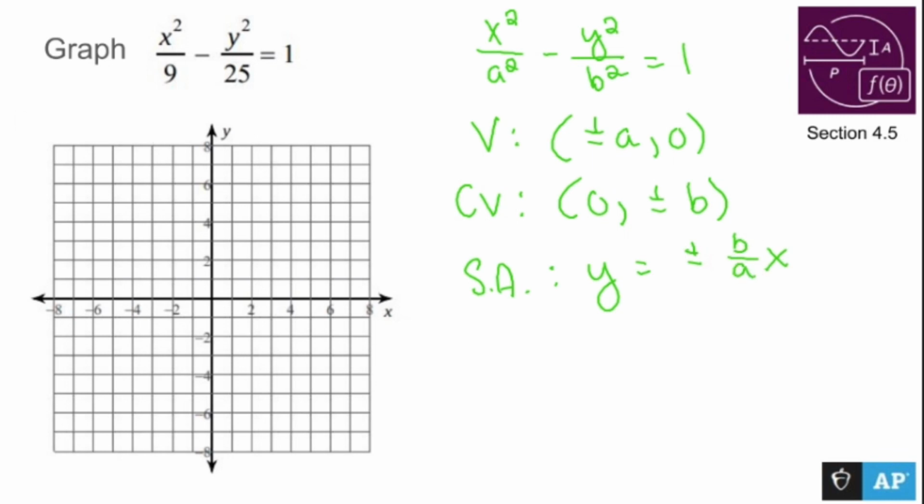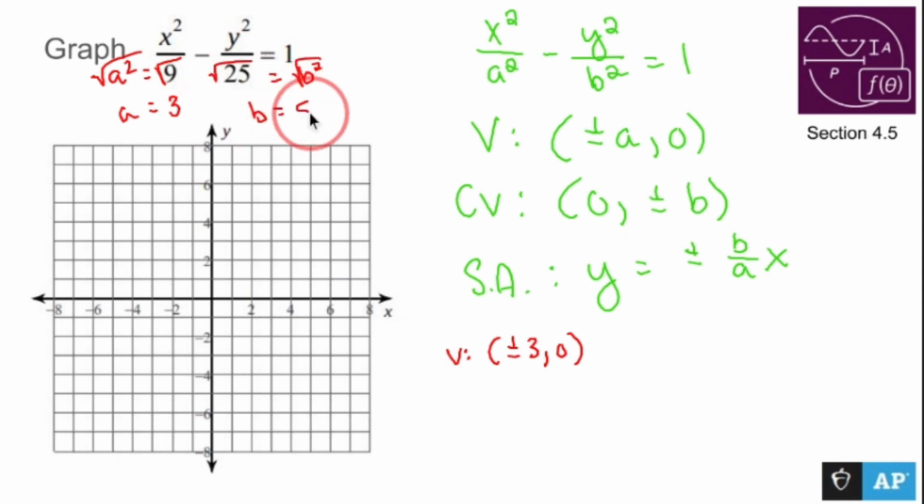All right, now let's find out what my b and what my a are. Again, the original function is given to us as x squared over a squared. So if a squared is 9, taking the square root makes a 3. So my vertices are going to be positive or negative 3, 0. Similarly, this is going to be my b squared because it's underneath y squared. So if b squared is 25, then b is going to be 5. So that gives me co-vertices at 0, plus or minus 5.